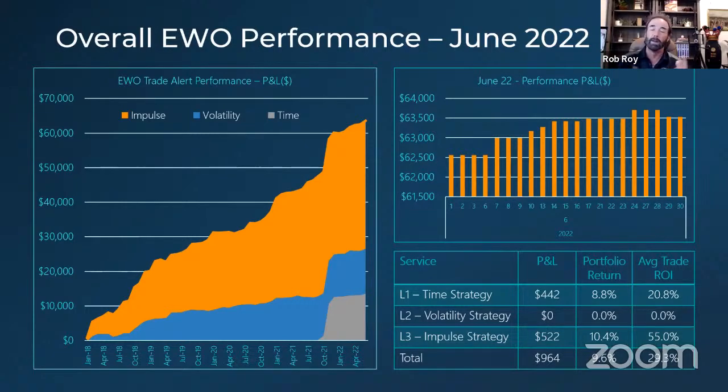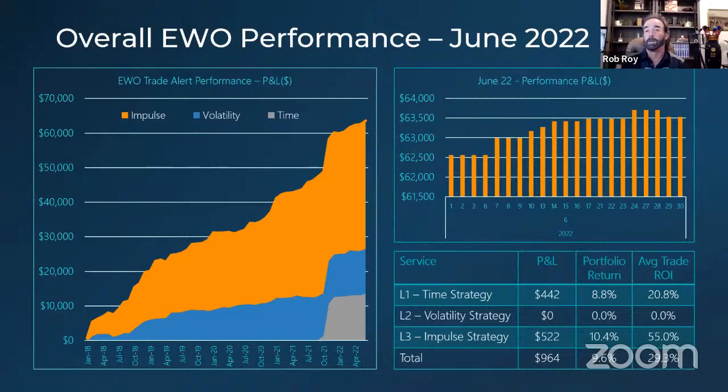You have to examine what's going on in the market. What are the market makers doing? How can we be on that side of the coin, not on the typical retailers' side that are getting hurt in this market? And you can see for the month of June, we generated a $442 profit on our closed trades for an average return of 20.8% on each of those alerts.